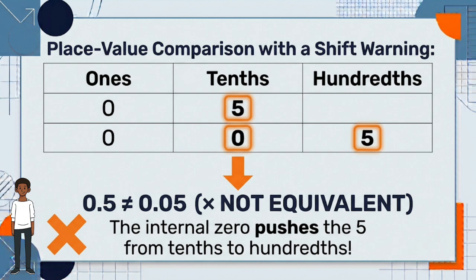Now let's compare 0.5 and 0.05. Are these equivalent? Let's line them up. In 0.5, the 5 is in the tenths place, but in 0.05, there is a 0 in the tenths place, which pushes the 5 into the hundredths place. 5 tenths is 10 times larger than 5 hundredths, because the digit moved to a different place value. 0.5 and 0.05 are not equivalent.